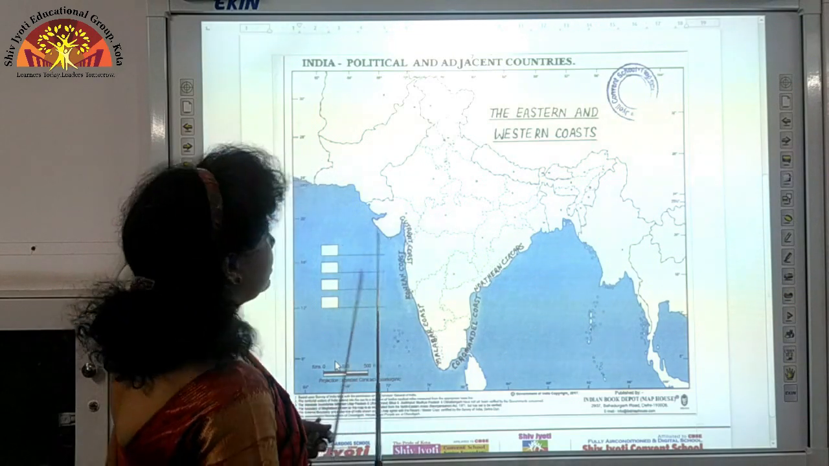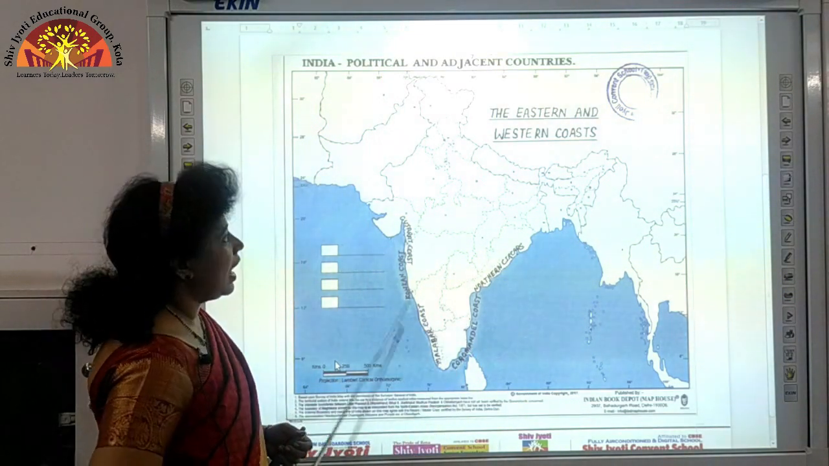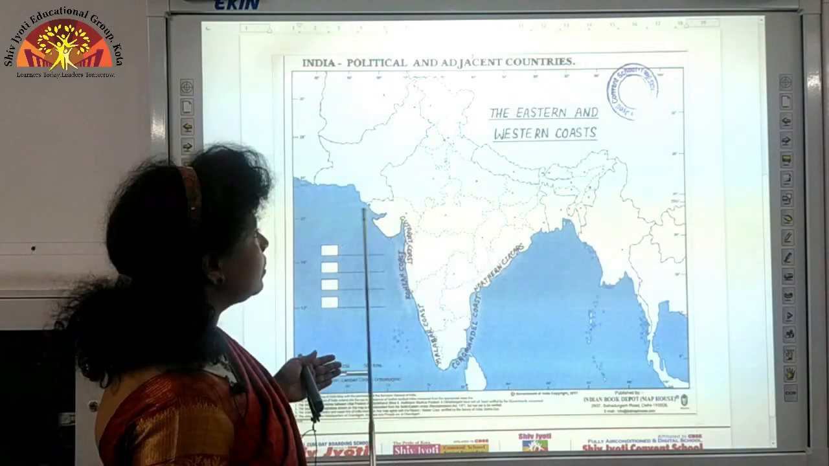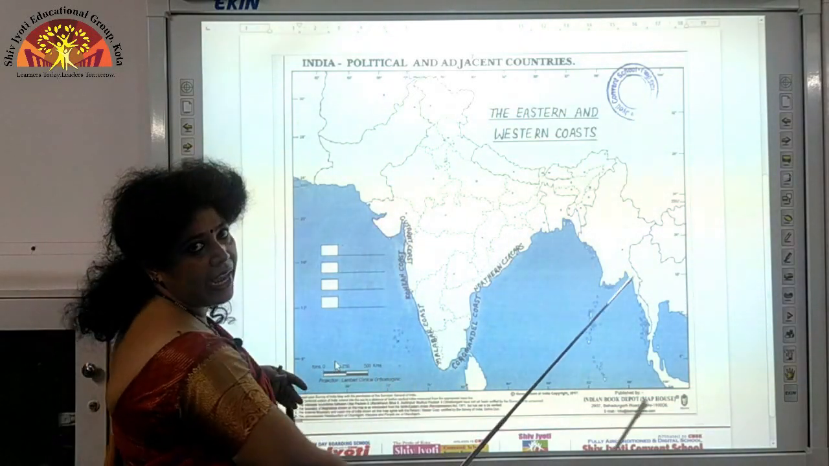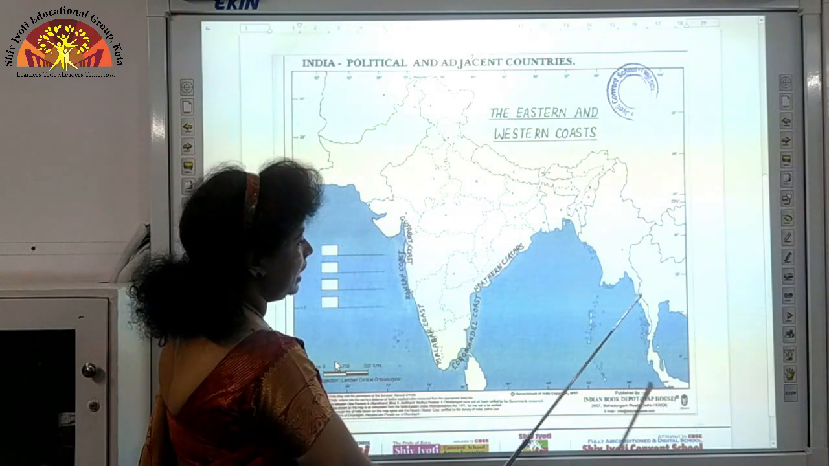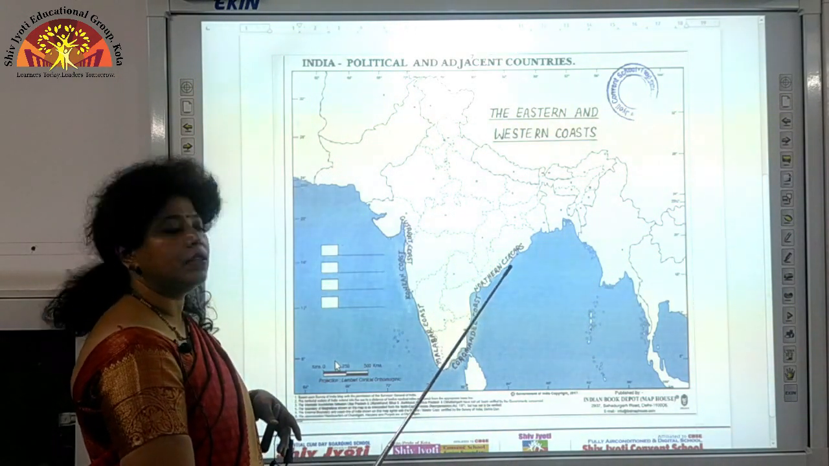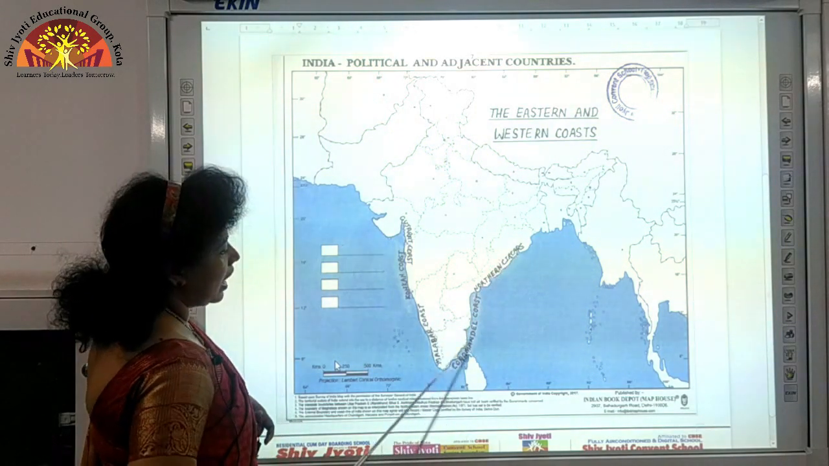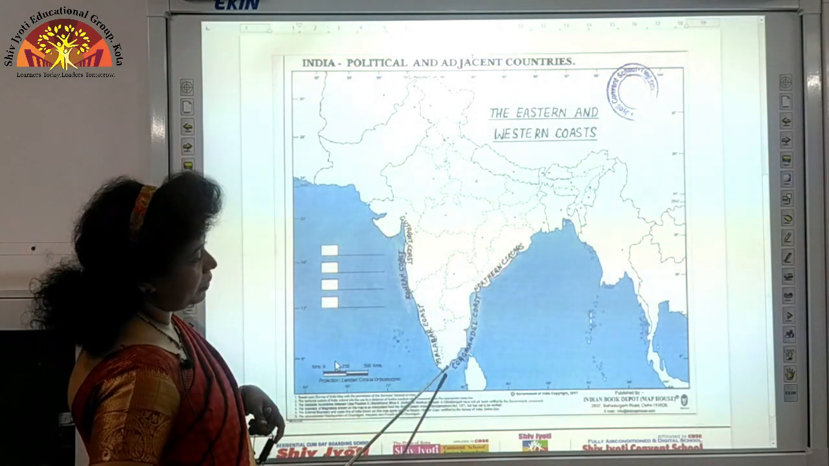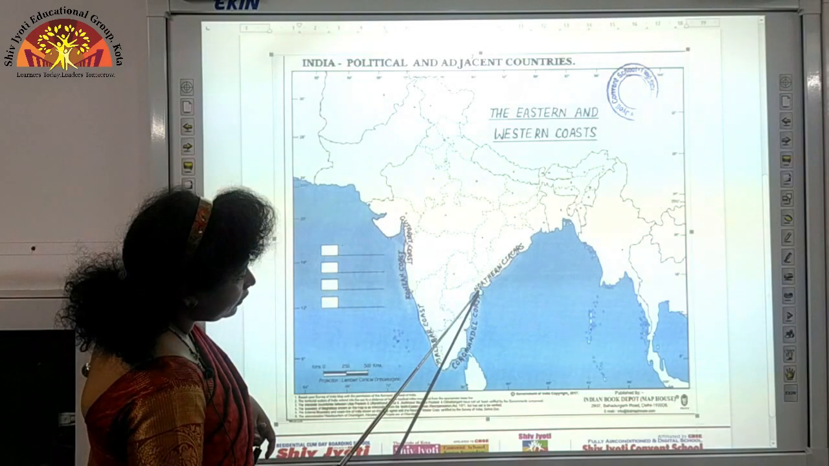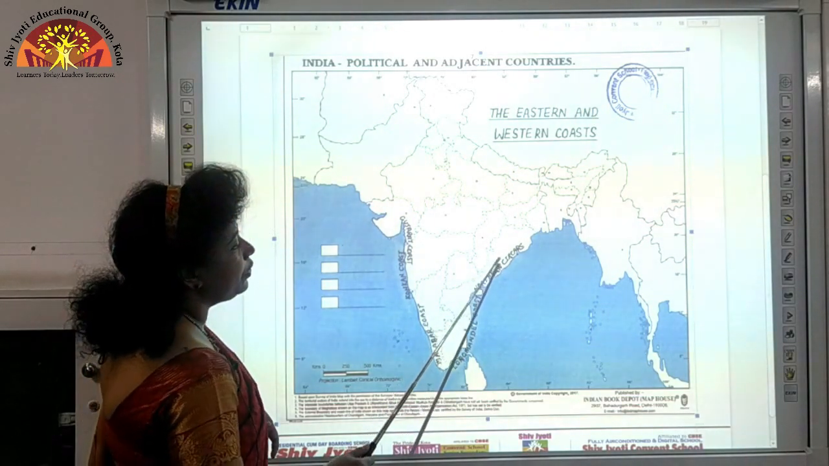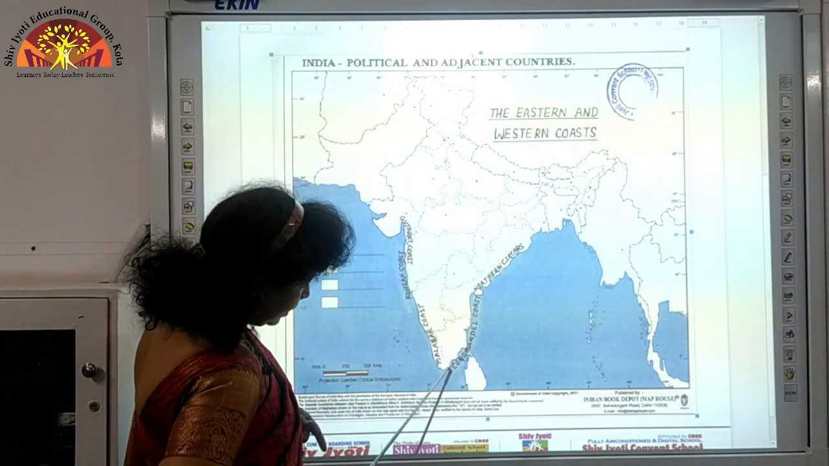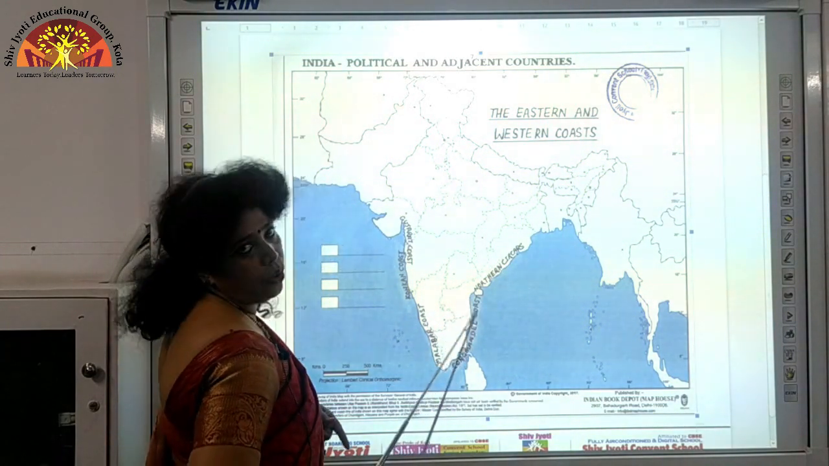So, this is the political map of India. In the political map, you have to mark the eastern and western coastal plains. To the right you have the eastern coastal plains. The upper part is called northern circars and the lower part is called the Coromandel coast. From this point, I want you to write northern circars, and from here, I want you to write Coromandel coast.